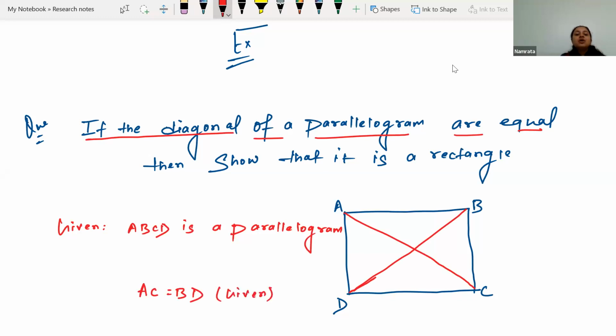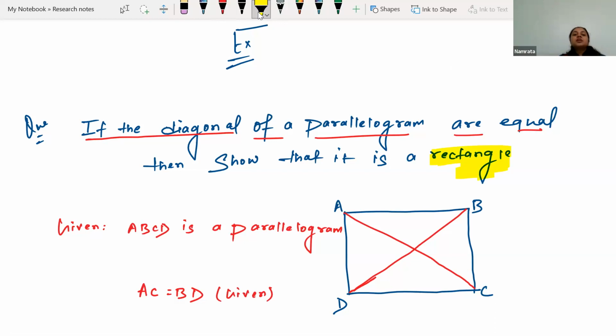What we have to show? We have to show that this is a rectangle. That's why on day one I was telling you that please memorize all the qualities of each and every quadrilateral. So we have to show it's a rectangle.